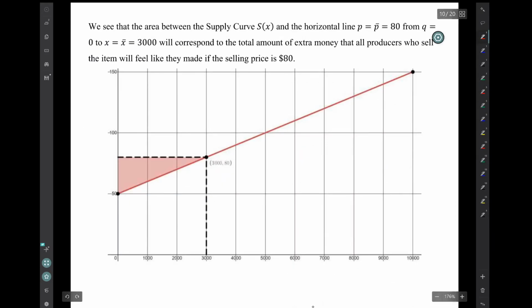We see that the area between the supply curve S of x and the horizontal line with line equation P equals 80, and this should say from x equals 0 to x equals x bar, which is 3,000. That is, the area of this region will correspond to the total amount of extra money that all producers who sell the item will feel like they made if the selling price is $80.